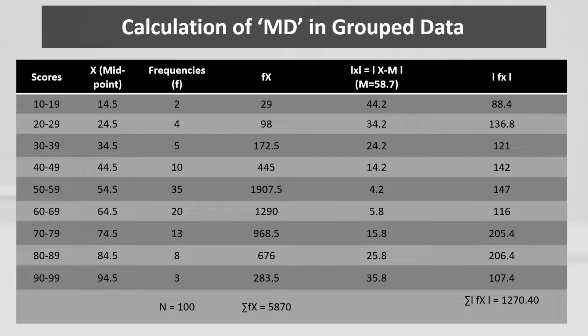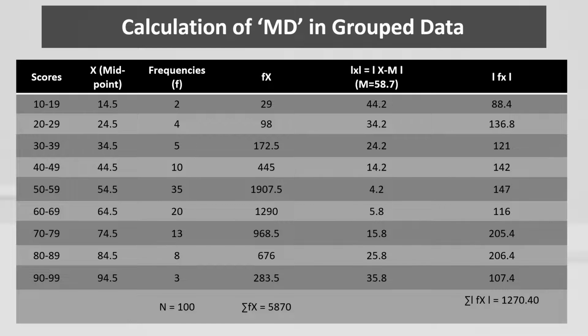Next, calculation of mean deviation in ungrouped data. Here 10 scores are there, and we have calculated the deviations. First deviation is 16, then 8, 1, 4, 6, 4, 2, 9, 11 and 9. So these are the deviations. What you do is add all these deviations and divide by 10. So that is 76 upon 10, that is 7.6. So 7.6 is the mean deviation. In this way you can calculate mean deviation in ungrouped data.